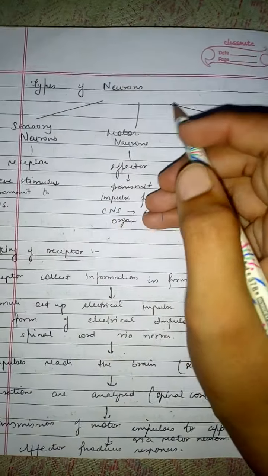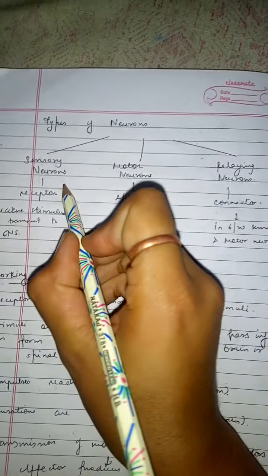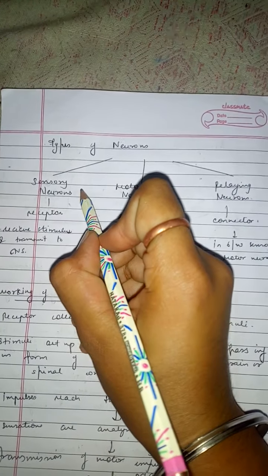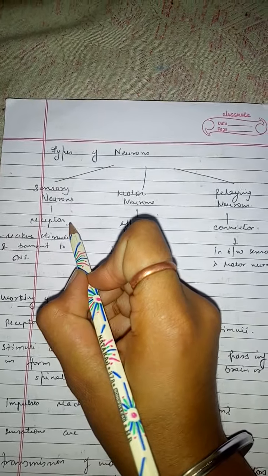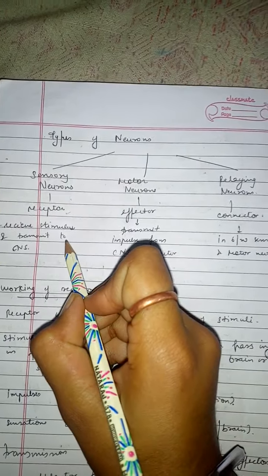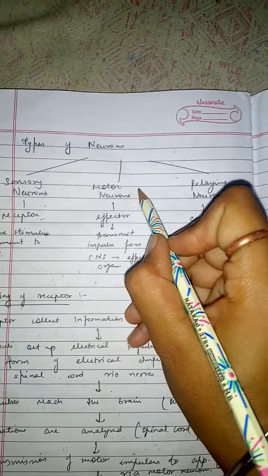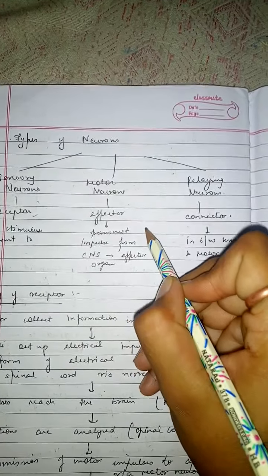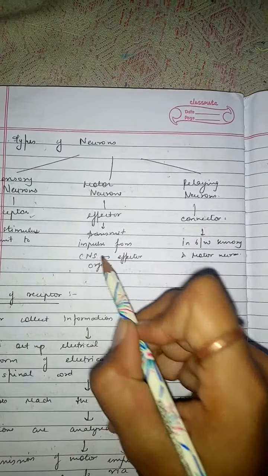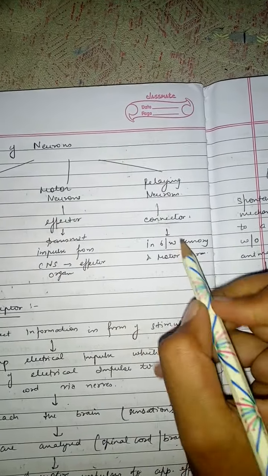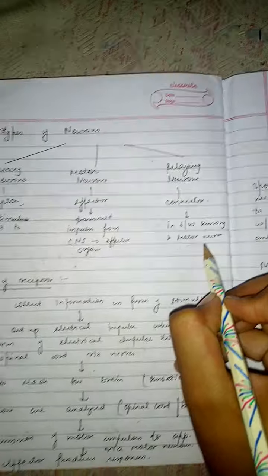Now we have types of neurons. There are three types of neurons: sensory neurons, motor neurons, and relay neurons. Sensory neurons are present in receptor organs and they receive stimulus and transmit it to the central nervous system. Motor neurons are present in effector organs and they transmit impulses from the central nervous system to the effector organ, whereas relay neurons are connector neurons. They are in between sensory and motor neurons.